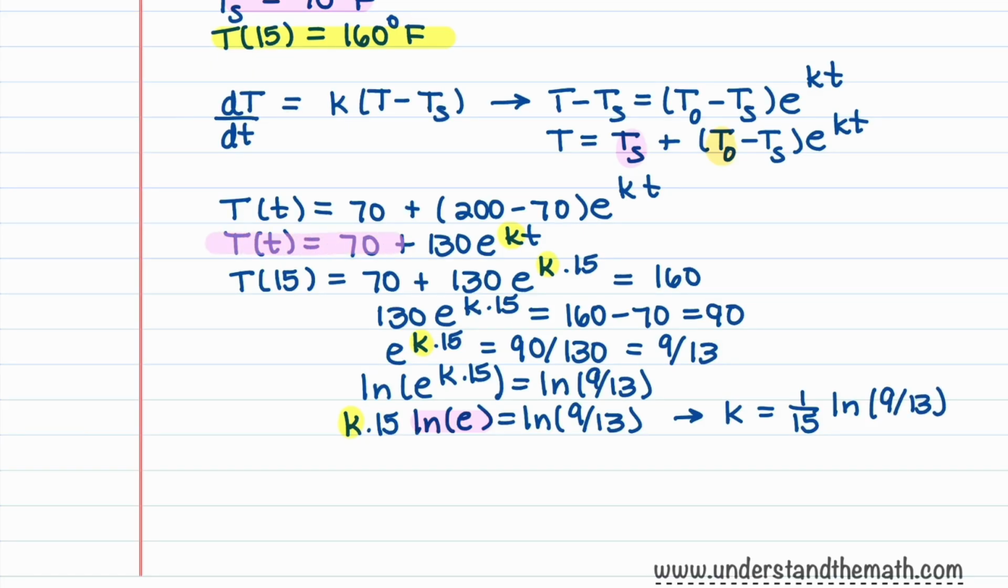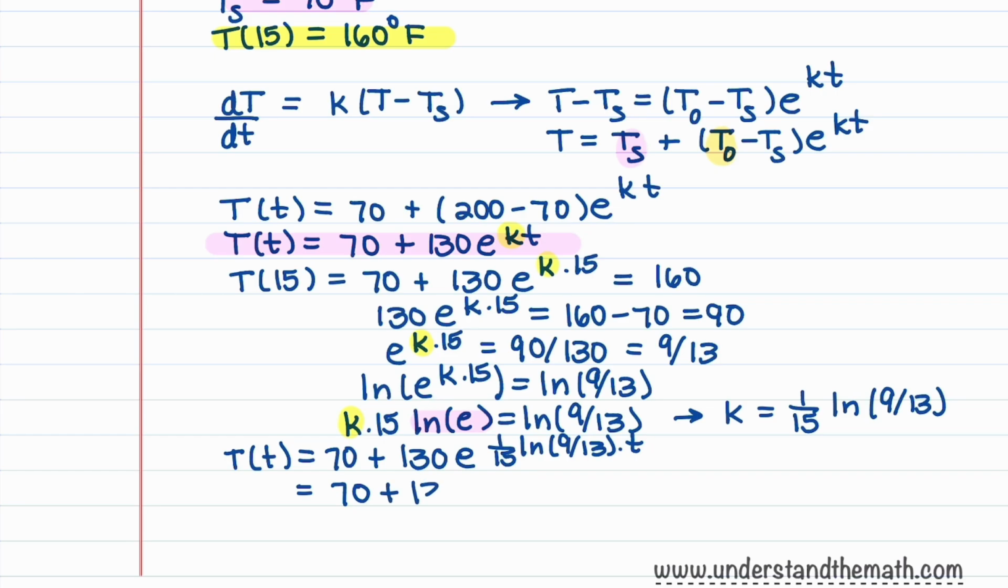Let's now go back up to our equation for T, and we can plug in what k is. So we have T of t is 70 plus 130 e to the 1 over 15 natural log 9 over 13 times t. Now we're going to regroup some terms in our exponent. So this is 70 plus 130. We're going to write this as e to the natural log 9 over 13 times t over 15.